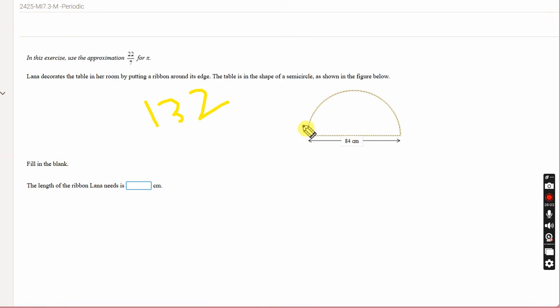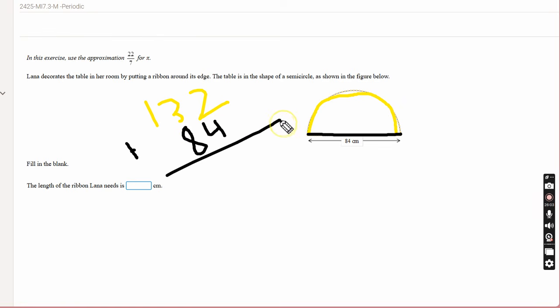You've only found out the outline of the semicircle, the outside part. Now what is the inside part that's missing? This one. This is missing. So you need to add that as well because you must have put the ribbon all over the outline. So 132 plus 84. That's 216. There you go.